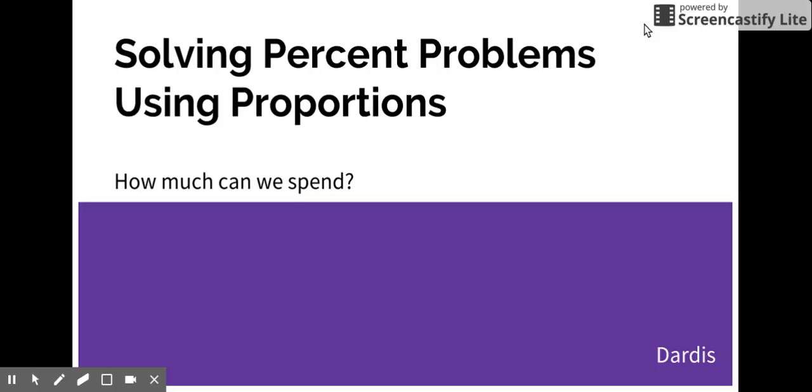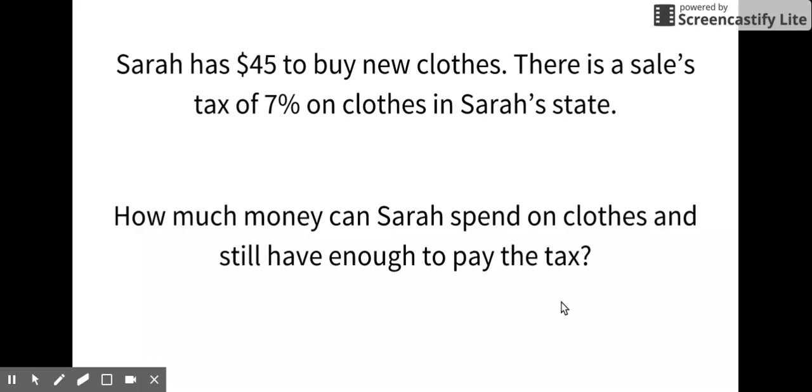Solving percent problems using proportions. In this video, we are going to use proportions to solve questions, examples that ask the question, how much can we spend? Sarah has $45 to buy new clothes.